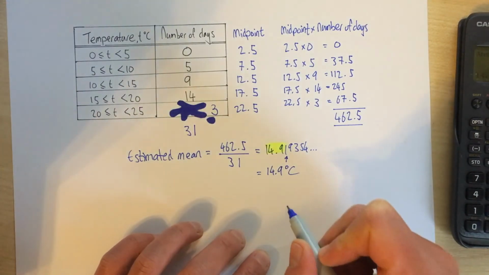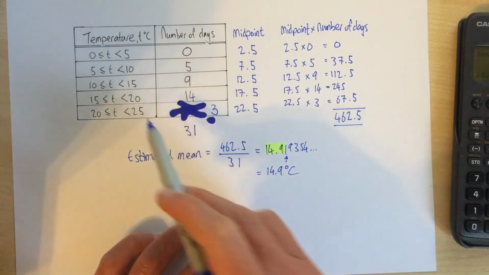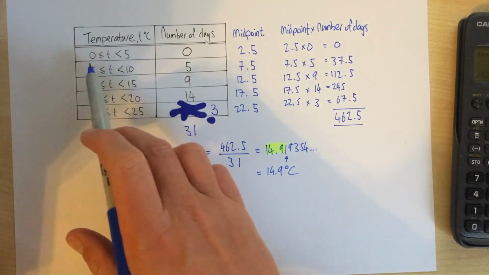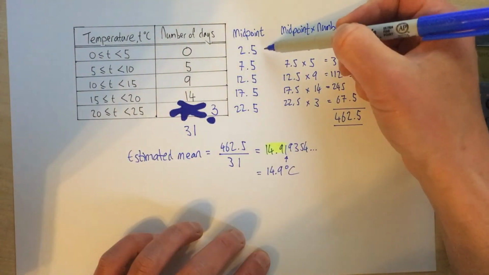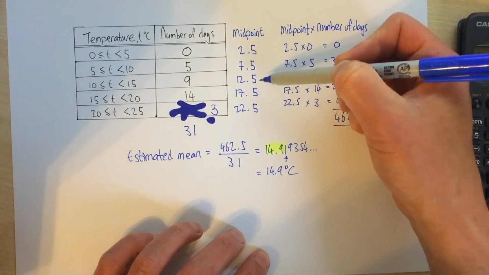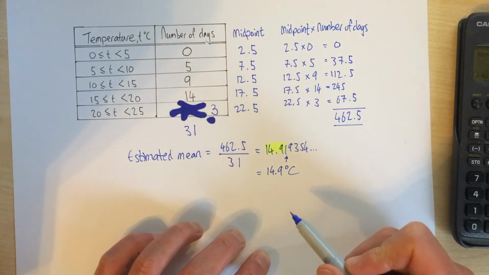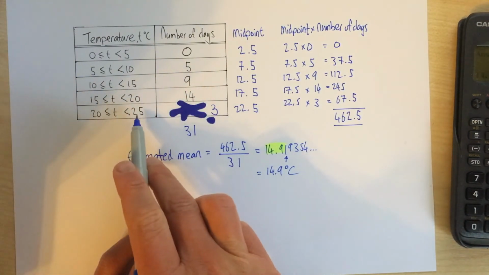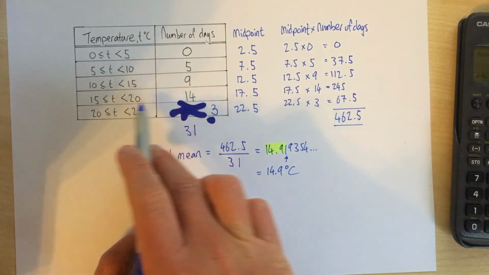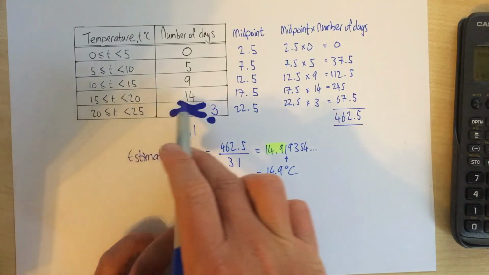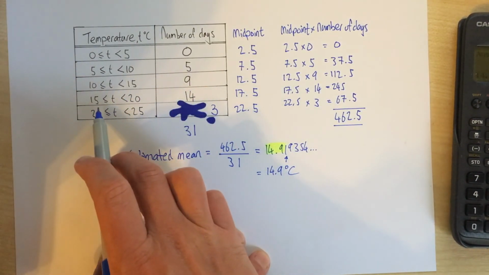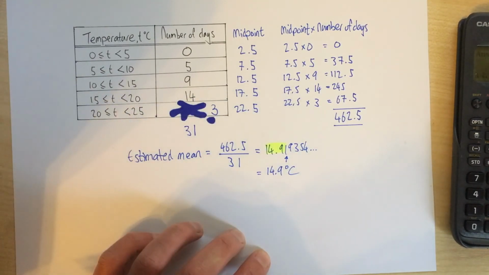And remember, this is an estimated mean because we didn't use the actual temperatures, but rather they've been put into groups, which means we used a midpoint to estimate the temperature. I know my answer is correct because it's between 0 and 25, and it's close to the modal group, which is this one. Most temperatures were between 15 degrees Celsius and 20 degrees Celsius.